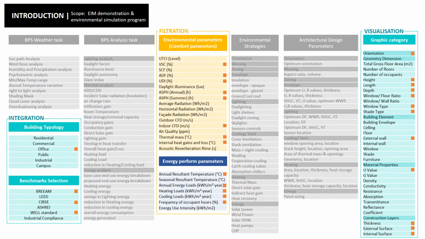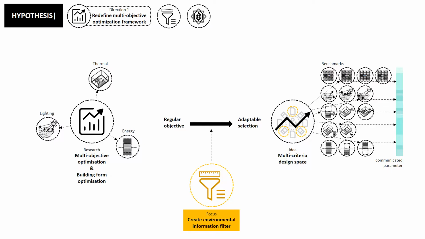Therefore, the research scope will depend on the following assumptions: building typology, benchmarks, environmental and energy performance parameters, and the environmental strategies and architectural design parameter selection for the graphic category. There are 4 research directions that should be clarified by literature review.